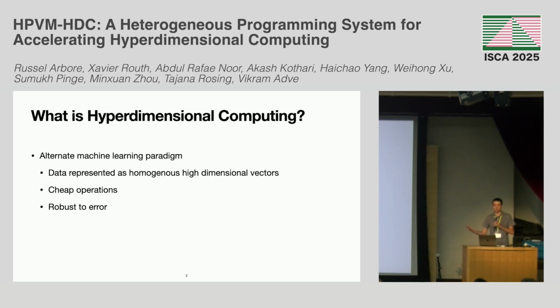So first, what even is hyperdimensional computing? Hyperdimensional computing, or HDC, is just a particular way of solving machine learning problems. Just like you can use deep learning to solve particular machine learning problems, you can also use HDC to solve the same problems. It's mainly characterized by representing data as very high dimensional vectors, which are called hypervectors. And these hypervectors are typically homogeneous and are in some latent space.